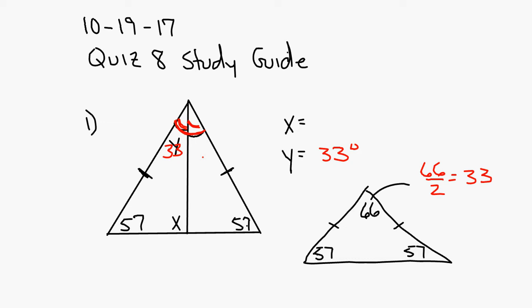Now, in this little triangle on the left, you know two of the angles. And all three of them have to add up to 180. So if you take 180 and you subtract 33 and 57, it leaves 90 degrees. Okay. Good?